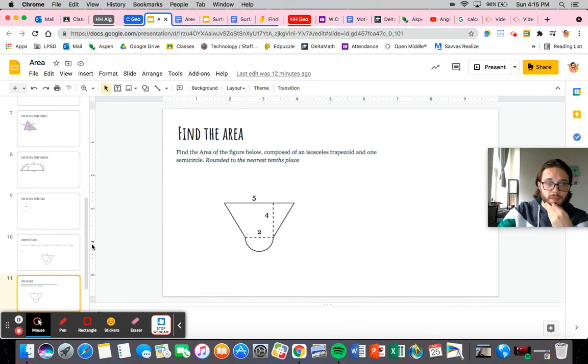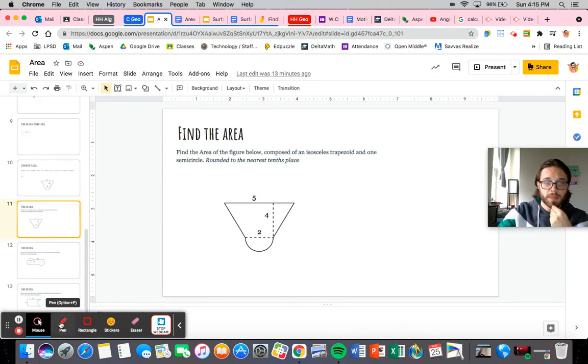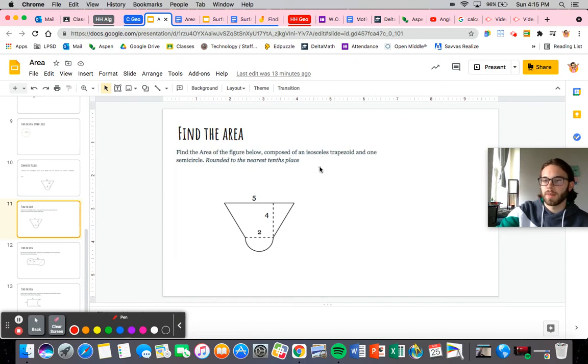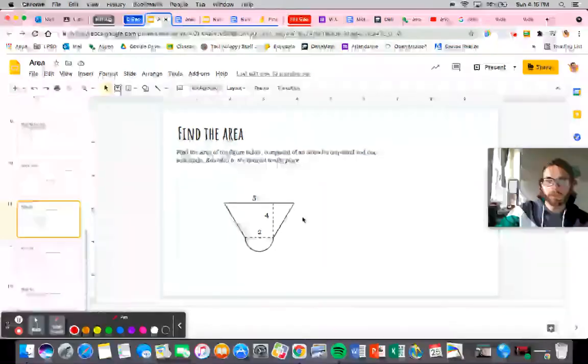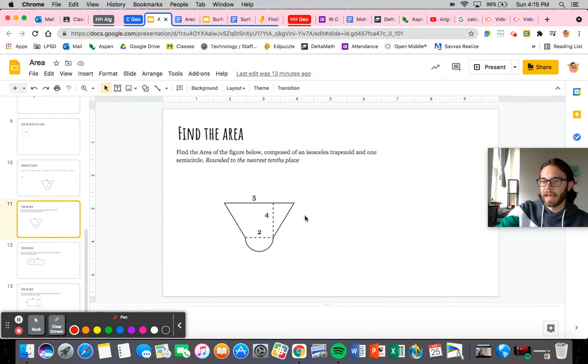All right, so let's take this one as an example. We have an area below made up of an isosceles trapezoid, which means that these sides are the same, and one semicircle. All right, so a semicircle is half of a circle.